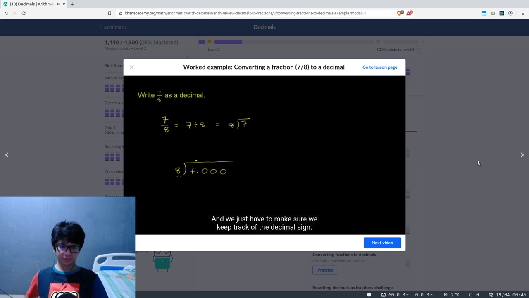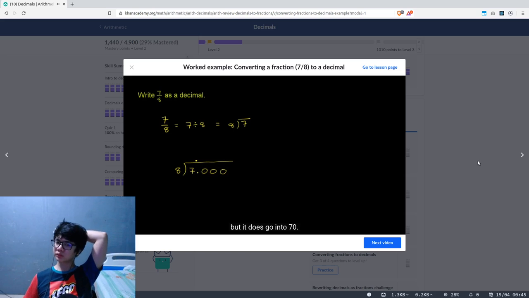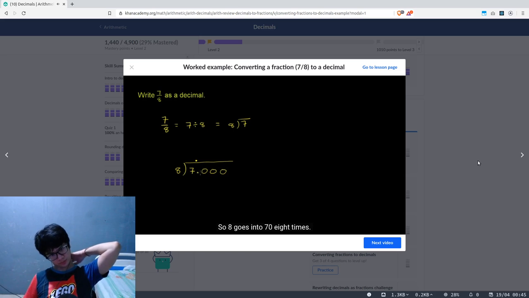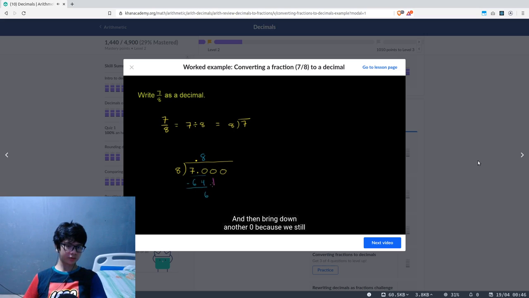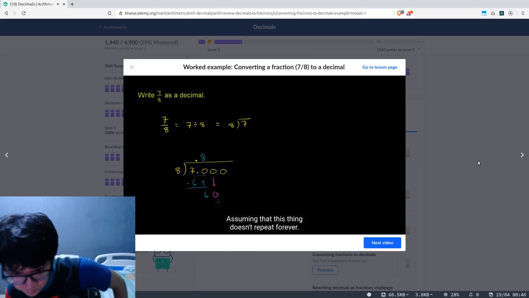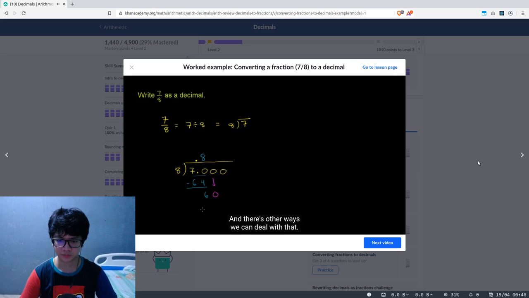We just have to make sure we keep track of the decimal point. So 8 doesn't go into 7 at all, but it does go into 70. 8 goes into 70 eight times. 8 times 8 is 64. And then you subtract. 70 minus 64 is 6. And then bring down another 0, because we still have a remainder. We want to get to the point that we have no remainders, assuming that this thing doesn't repeat forever. And there are other ways we can deal with that.